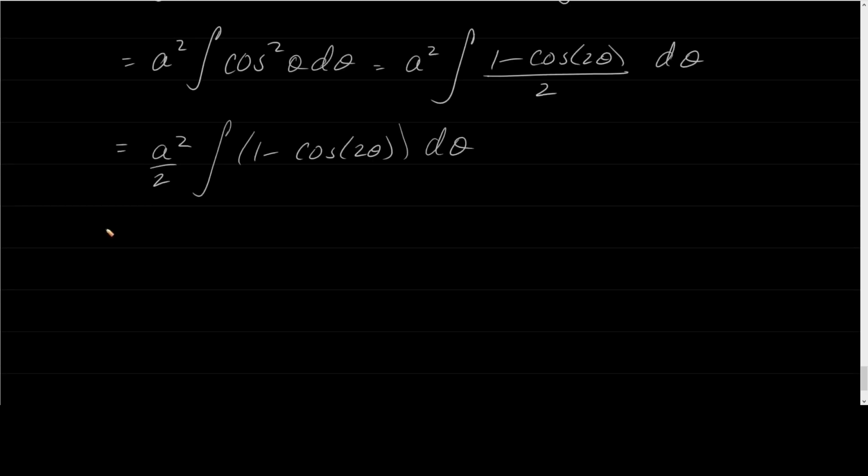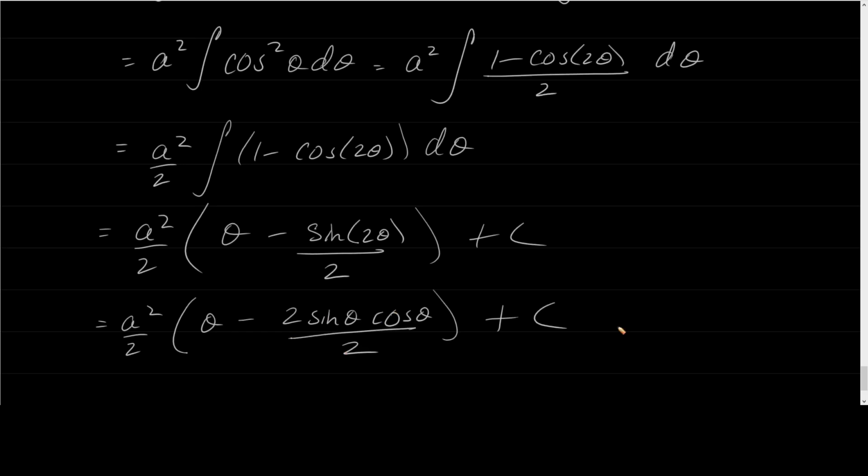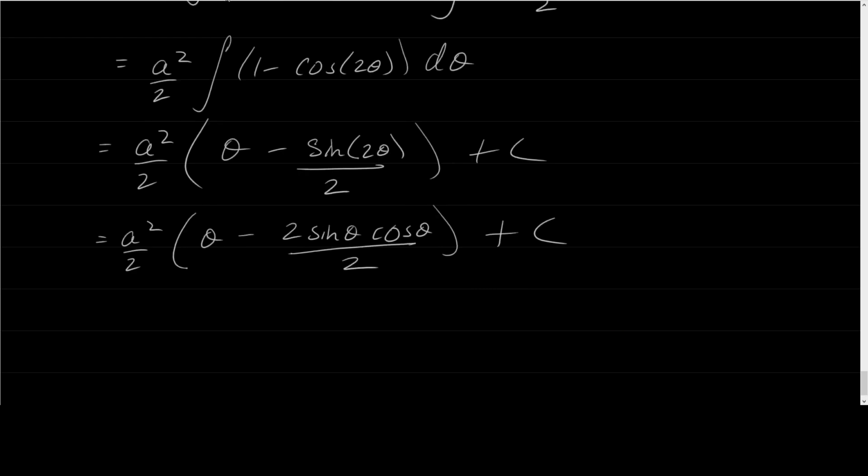And integrating that, I end up with a squared over 2 times the integral of 1 with respect to theta, which is just theta. The integral of cosine is going to be sine, but I'm going to divide by 2 because of the argument there. And then that plus c. The next thing I'm going to do is say that sine of 2 theta is 2 sine theta cosine theta, and we have that over 2 plus c. Those 2s cancel each other out.